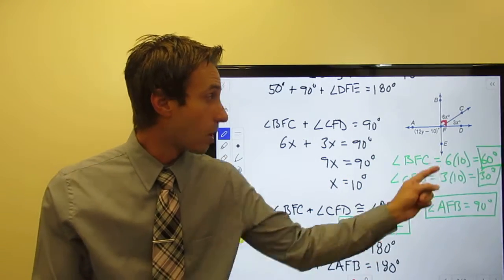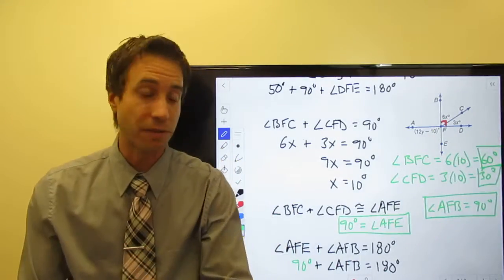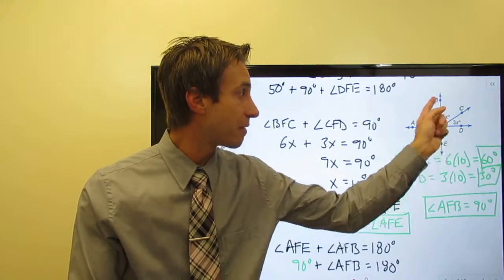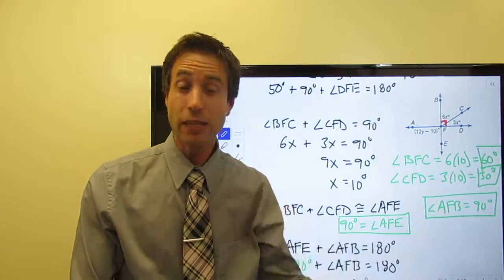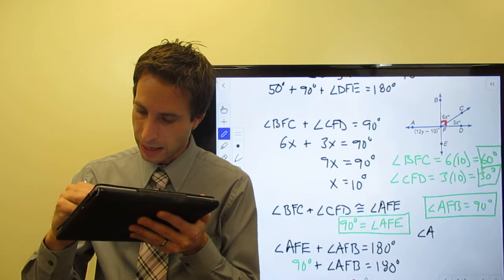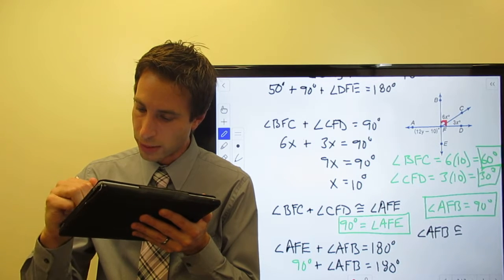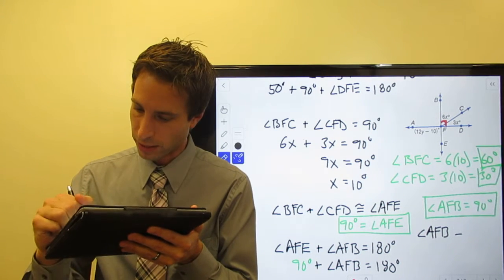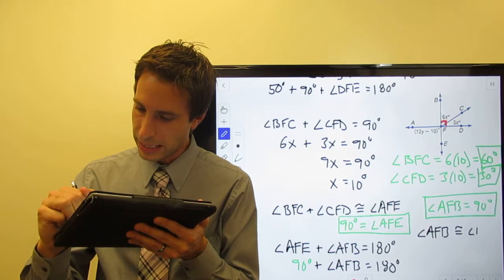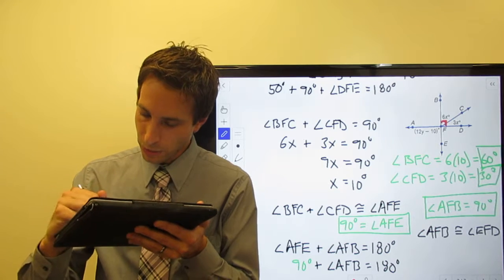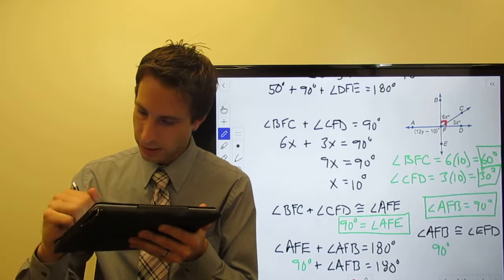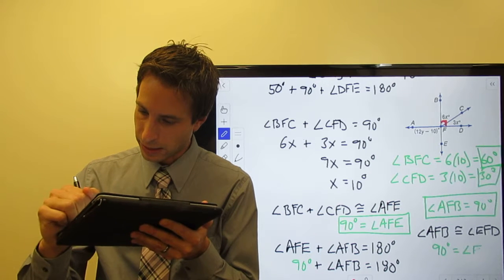Last angle, right? Last one, EFD, but we already talked about the fact it's a vertical angle with the angle across from it, AFB. I know AFB, right? They have to be congruent. So angle AFB is congruent with angle EFD, which means that, go ahead and substitute, 90 degrees is equal to angle EFD.